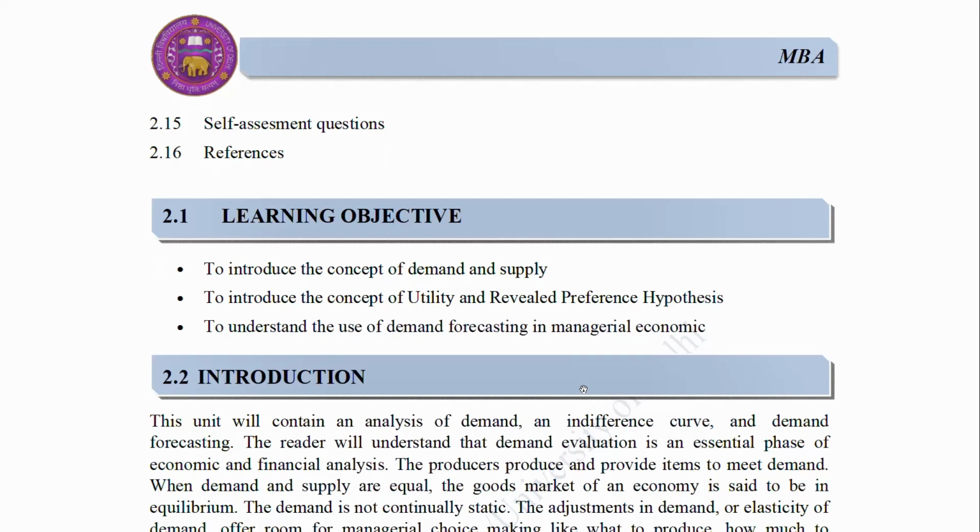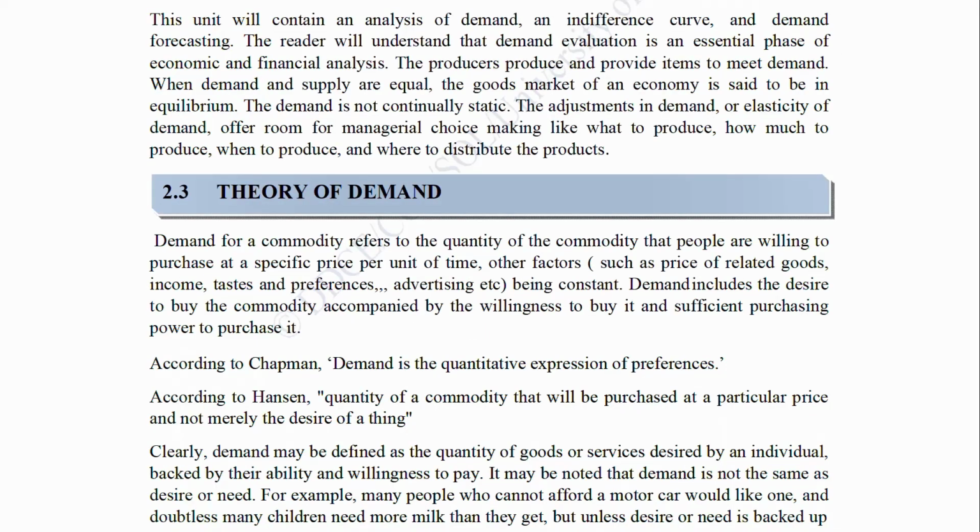The reader will understand that demand evaluation is an essential phase of economic and financial analysis. The producers produce and provide items to meet demand. When demand and supply are equal, the goods market of an economy is said to be in equilibrium. The demand is not continually static. The adjustments in demand or elasticity of demand offer room for managerial choice making, like what to produce, how much to produce, when to produce, and where to distribute the products.